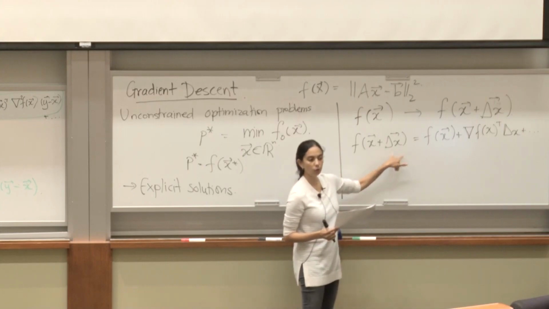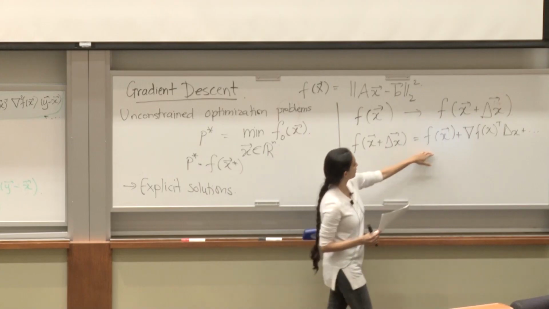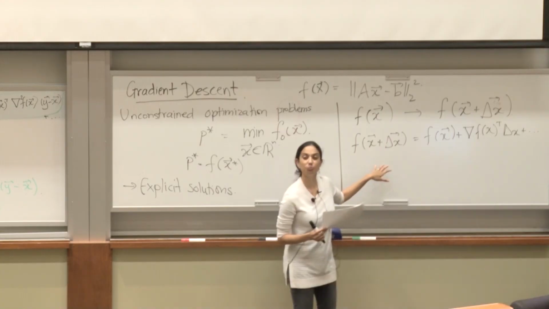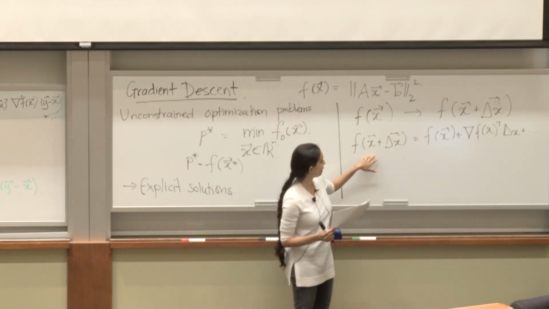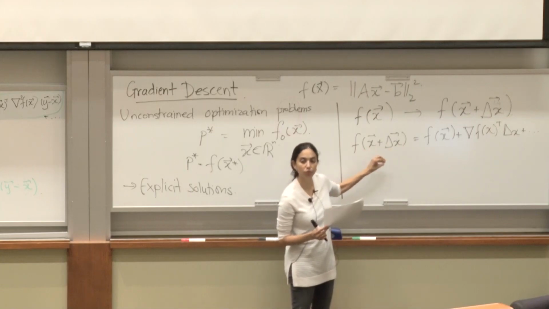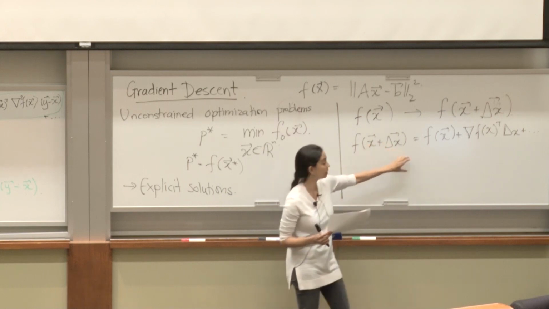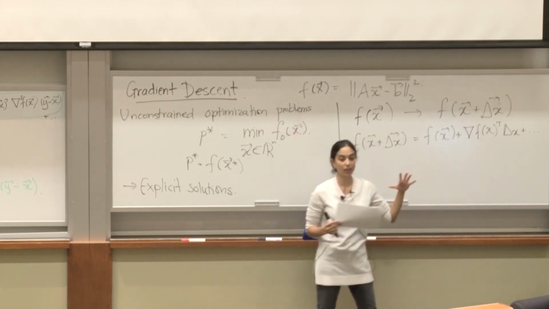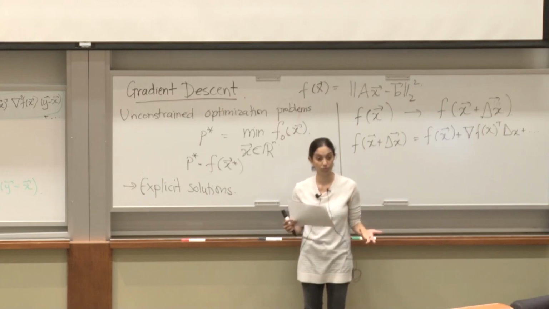So to think about which way, basically what this is telling me is which way I am going to move if I move from x to x plus delta x. If I move from evaluating my function at x to evaluating it at x plus delta x, this expansion is telling me how my function value is going to move, right?